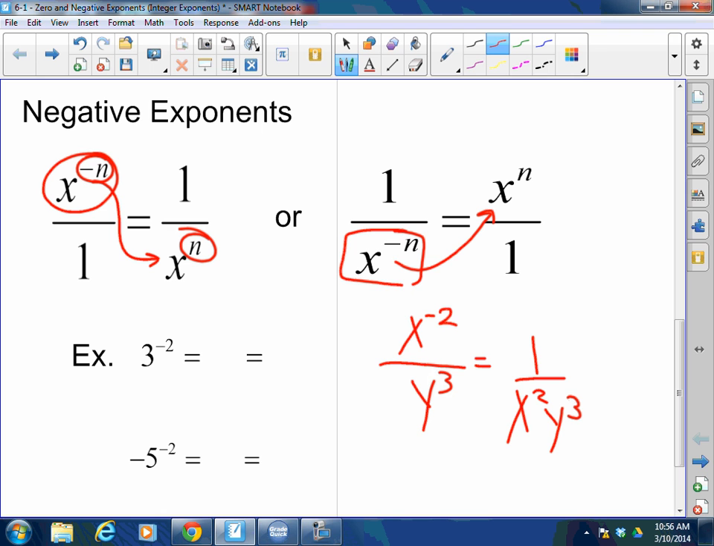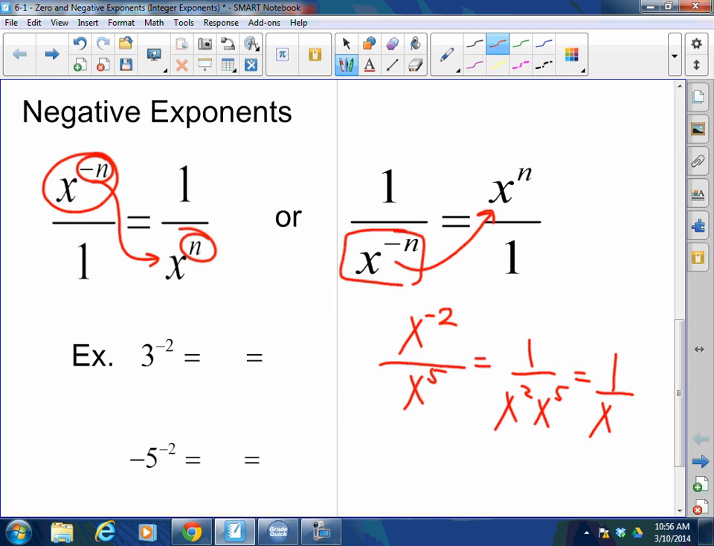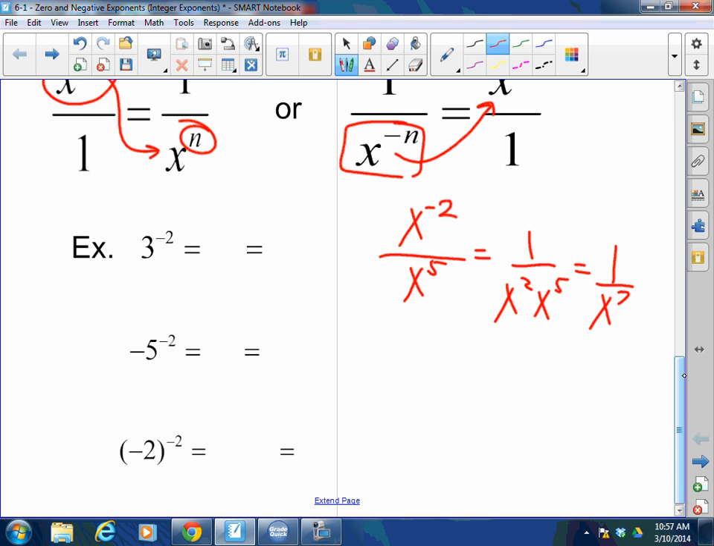Are you sure? Okay. This is going to get a lot more complicated because soon you could have something like this where you have an x in the denominator. Let's say you had x to the 5th. Then this would be 1 over x squared times x to the 5th, which would equal 1 over x to the 7th. Because when you multiply the same base, you add the exponents. We're going to learn that tomorrow. But for right now, I just need you to understand that if you have anything raised to the 0 power, it equals 1.